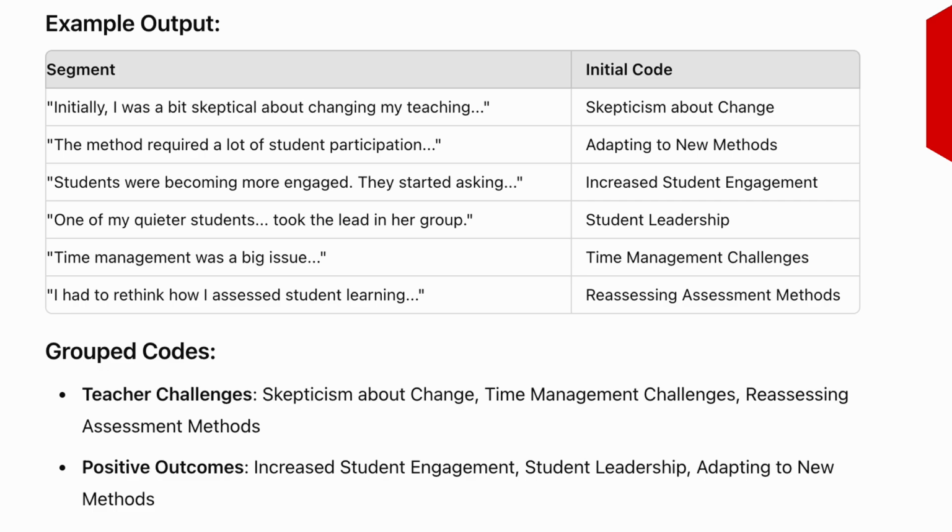Once you have coded the data, the next step is to group similar quotes together. In this example, we have grouped the quotes into two broader categories: teacher challenges and positive outcomes. By organizing the data into these grouped codes, you begin to see the patterns and relationships that can eventually lead to development of overarching themes.